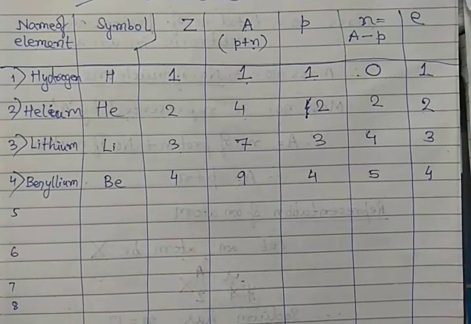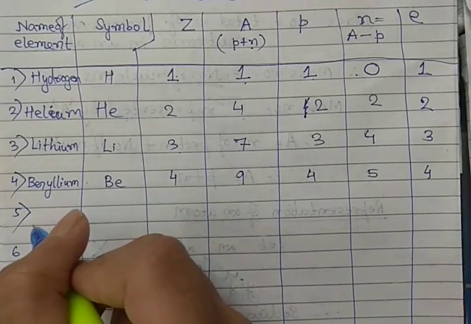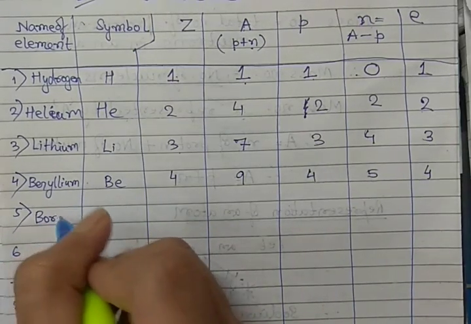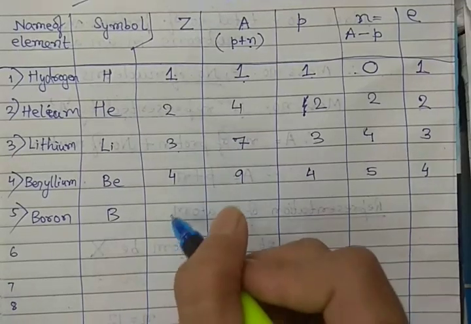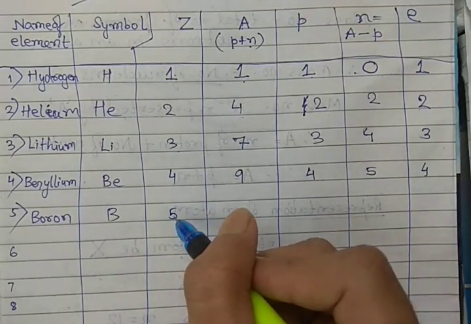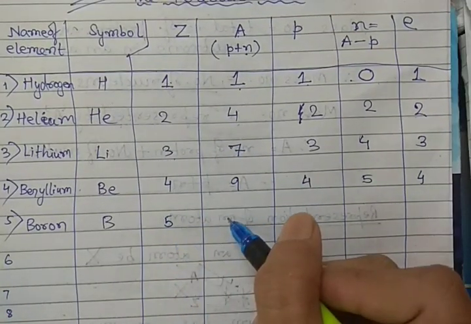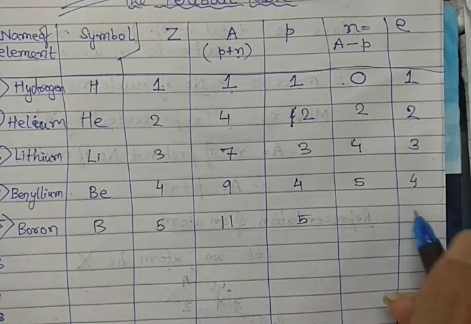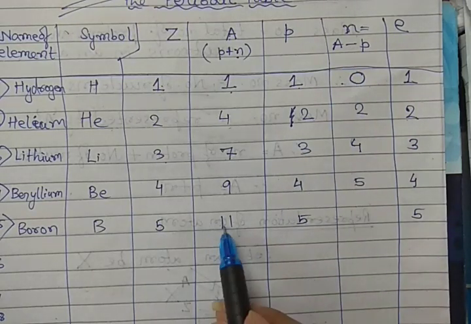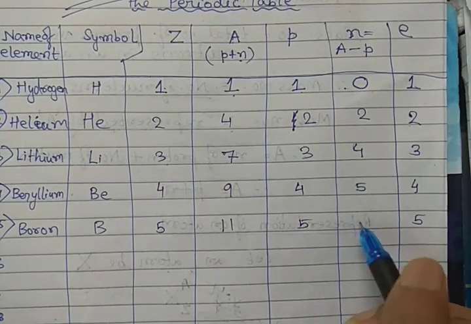So the next element after beryllium is boron. Boron is represented by capital B. Atomic number of boron is 5. 4 এর পরে 5ই আসে, ঠিক আছে? Mass number of boron is 11. So number of protons is 5, number of electrons is 5, number of neutrons is 11 minus 5, mass number minus atomic number, or mass number minus number of protons, that is 6.